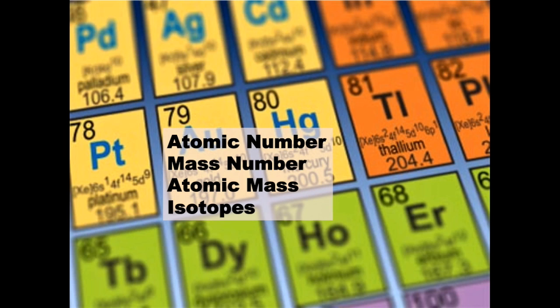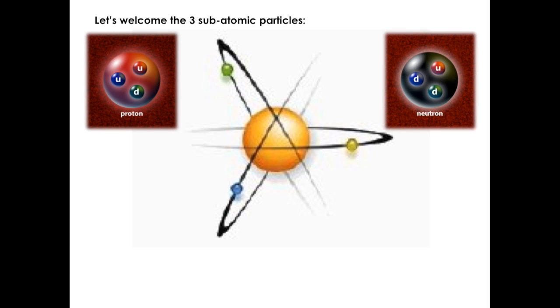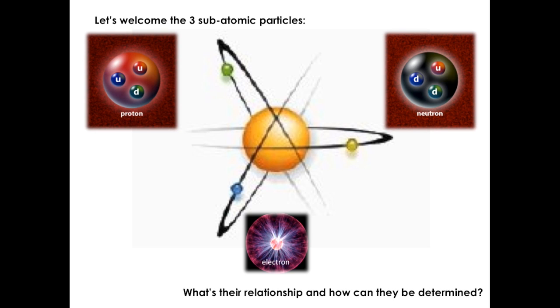Atomic number, atomic mass, and isotopes. Let's welcome the three subatomic particles: proton, neutron, and electron. What's the relationship and how can they be determined?